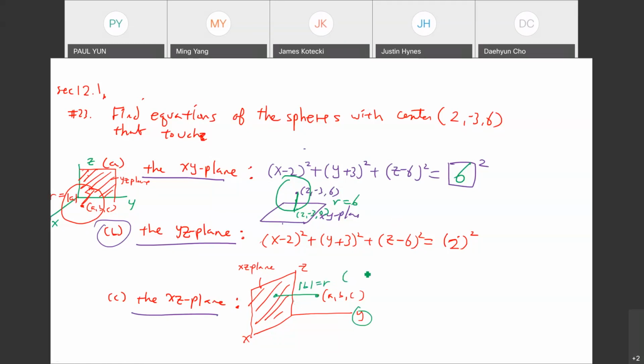x minus 2. The centers are all the same. You got it? But in our case the point is on the left-hand side, isn't it? What is this guy here? It is 2, -3 and 6. This guy's on the left side, so it has to be the absolute value of -3. That's the radius, isn't it? Makes sense? So it is -3 squared.